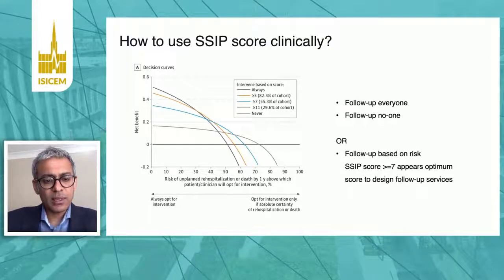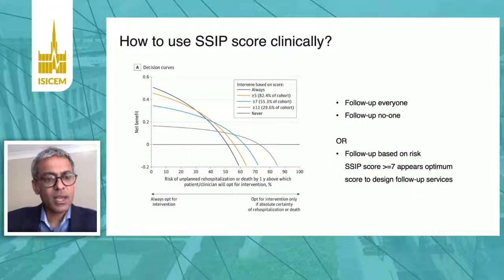And I think the decision curve analysis also gives you the scenarios of follow up nobody or follow up everybody. I think follow up nobody is a bad idea. Follow up everybody is a difficult challenge with the healthcare system. And I think a cutoff score of 7 provides you that optimal point at which you choose to look after your sepsis survivors.